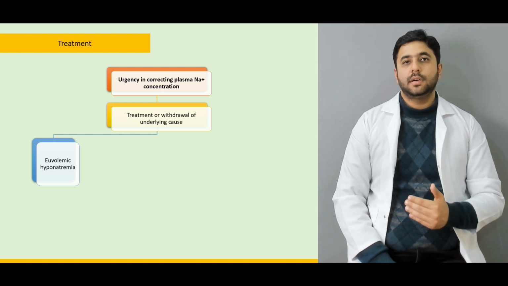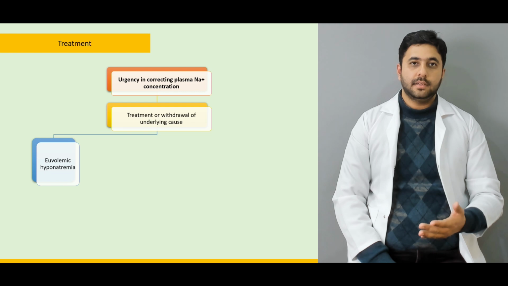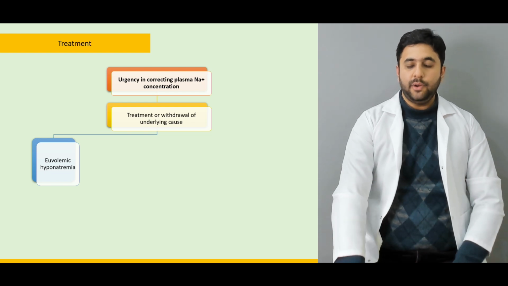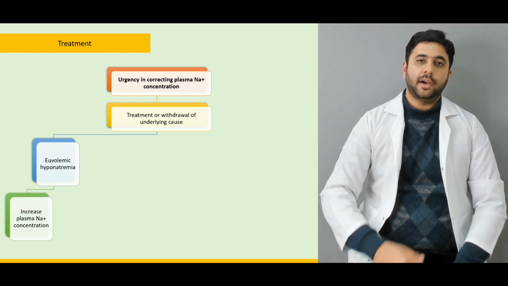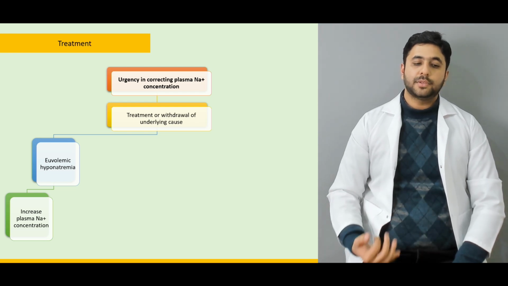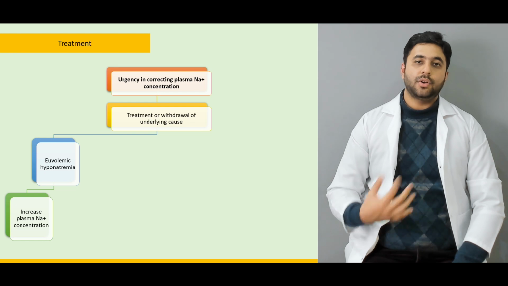We have to look at whether there is any thyroid abnormality, whether the cortisol and the mineralocorticoids are in normal concentration, and then we evaluate them. If we give the patient thyroid hormone for hypothyroidism, or we give the patient cortisol, then the plasma sodium concentration increases and it auto-corrects itself.